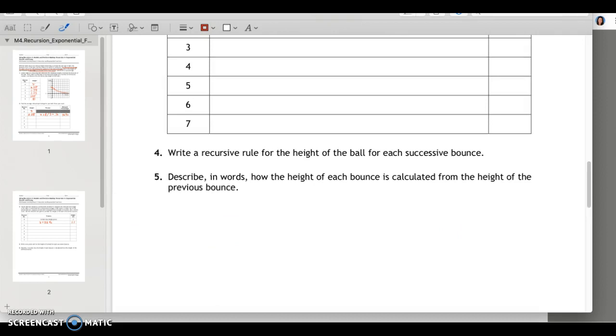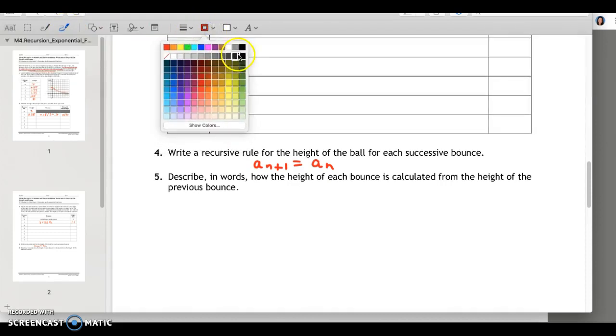Number 4, it says, write a recursive rule for the height of the ball for each successive bounce. So this is, again, a recursive rule. Remember, a recursive rule is going to relate a sub n plus 1 and a sub n. And I'm going to put, this isn't the final answer because you're going to need to calculate that for your answer. However, let me change this to black.